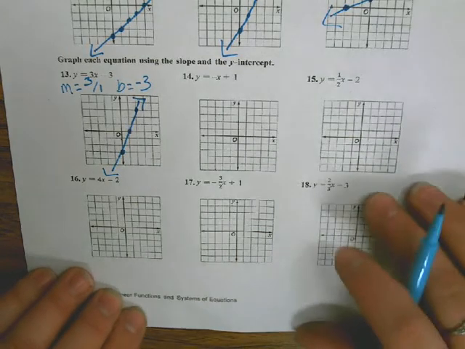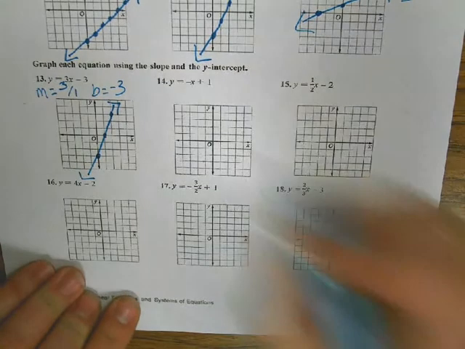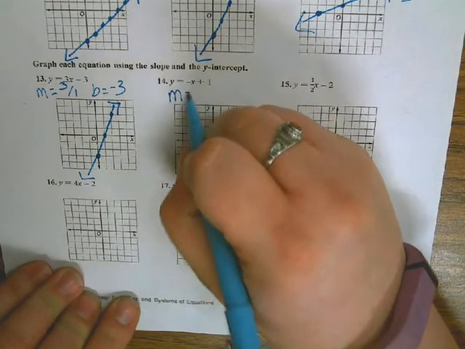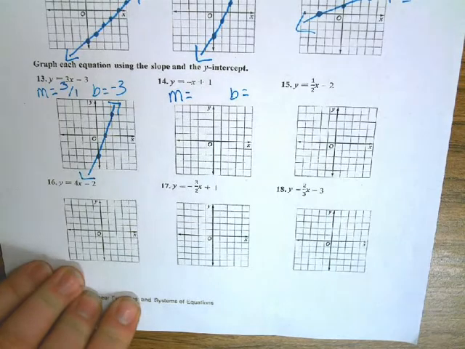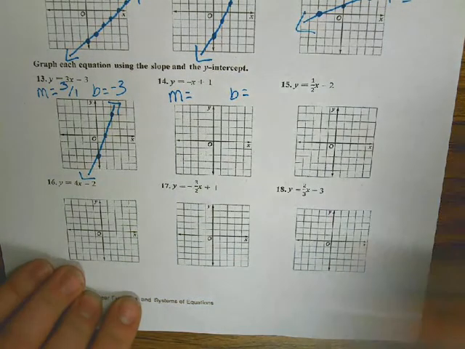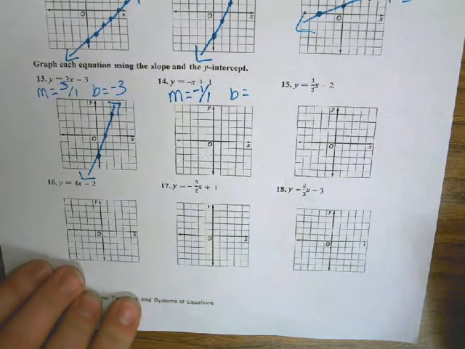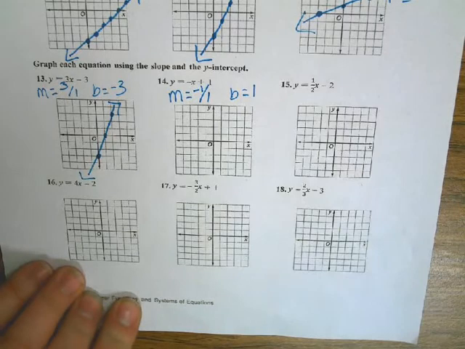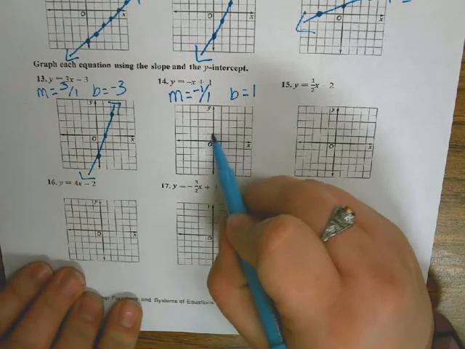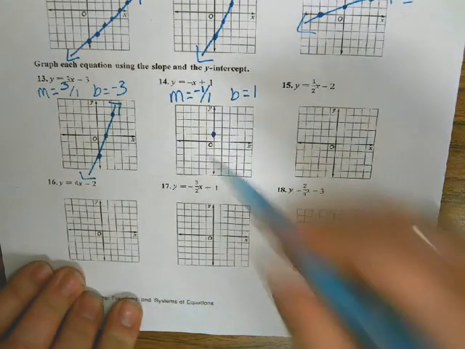Alright, let's look at number 14. M equals what on number 14? Negative 1 over 1. What's b equal? 1. So where do I start? I go up 1, but now what? You go down 1 and over 1. Which way over?